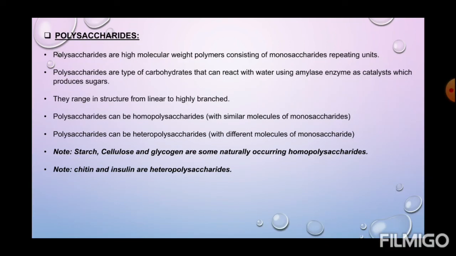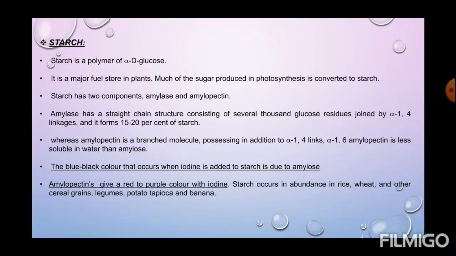The blue-black color of starch with iodine is due to amylose, and the red color of starch with iodine solution is due to amylopectin. Starch is basically present in rice, wheat, legumes, potatoes and banana.